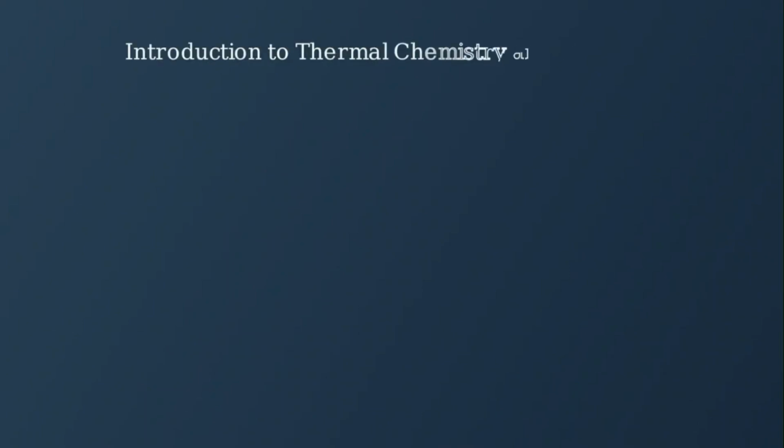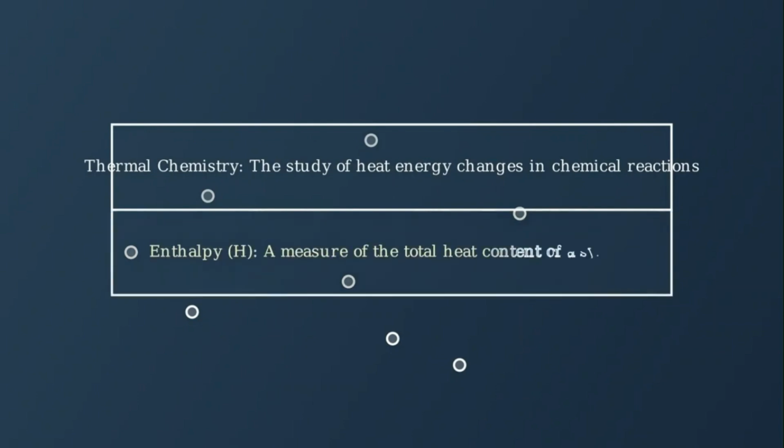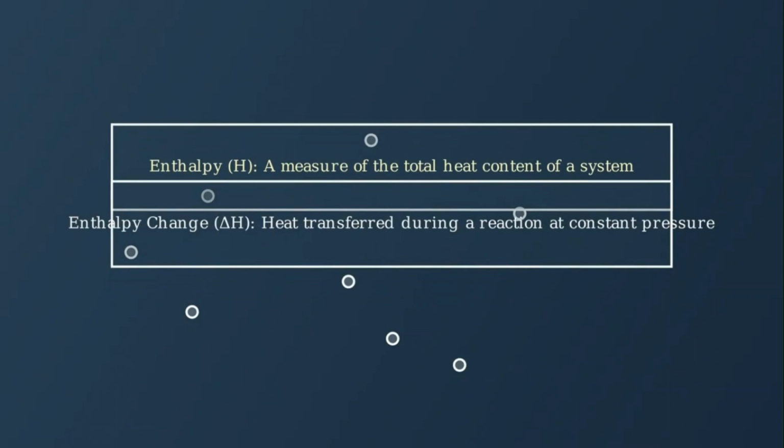Welcome to our introduction to thermal chemistry and enthalpy. Thermal chemistry is the study of heat energy changes that occur during chemical reactions. Enthalpy, represented by the symbol H, is a measure of the total heat content of a chemical system. Enthalpy change, or delta H, refers to the heat transferred during a chemical reaction that occurs at constant pressure.